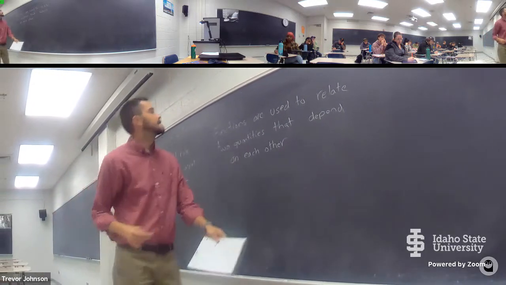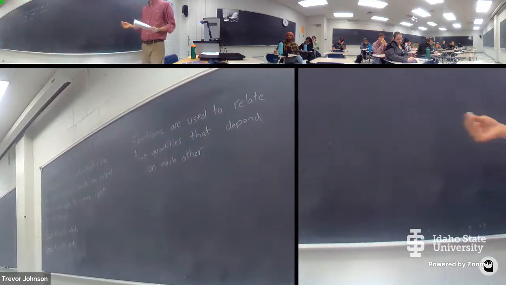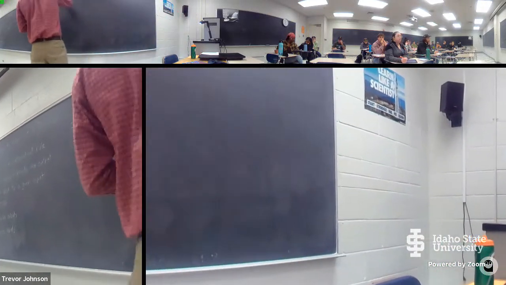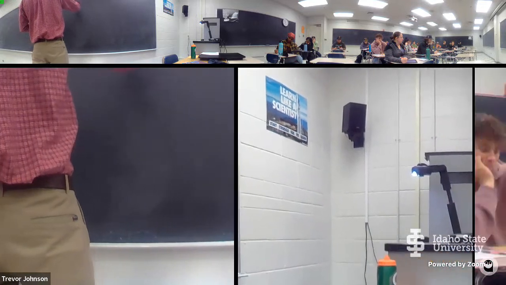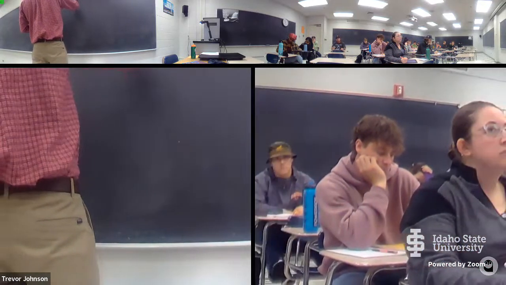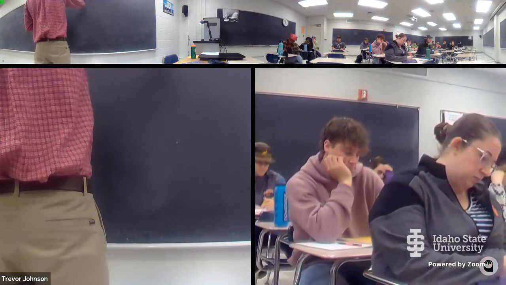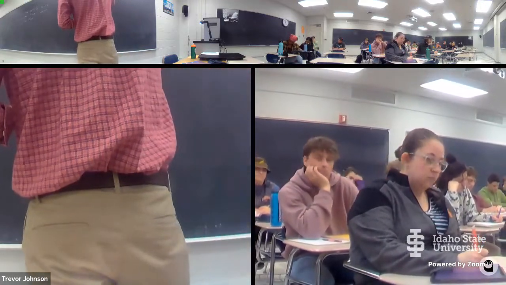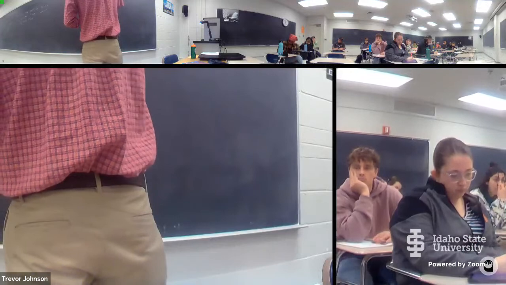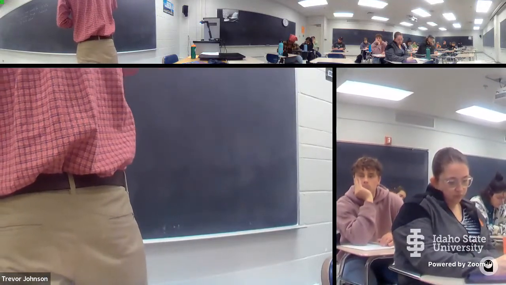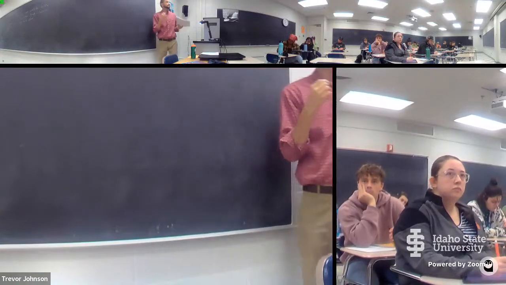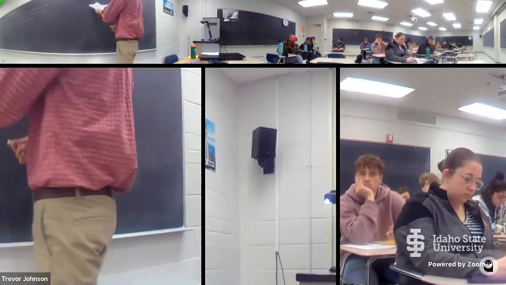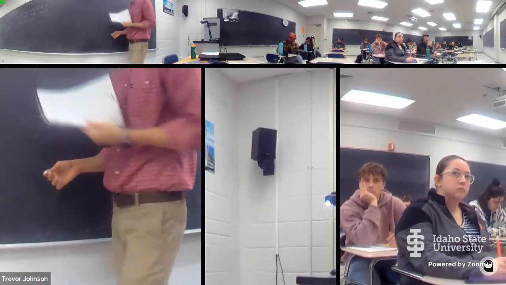Let's think about some examples of quantities that depend on each other, that we could use a function to relate. Some examples are the area of a circle and the radius of the circle. Those are two quantities that directly relate to each other. The area of the circle depends on what the radius is, and the radius of the circle depends on what the area is.